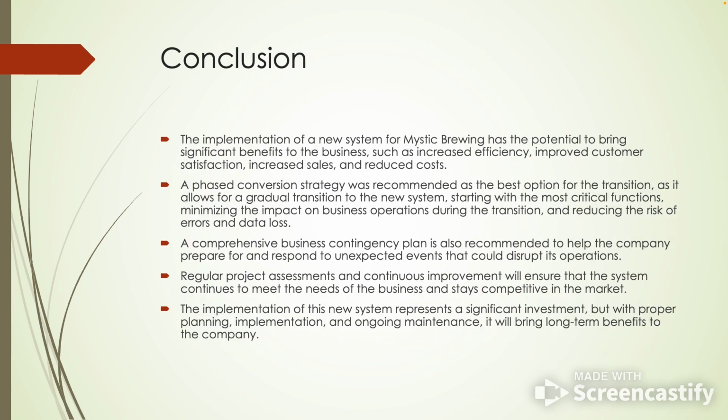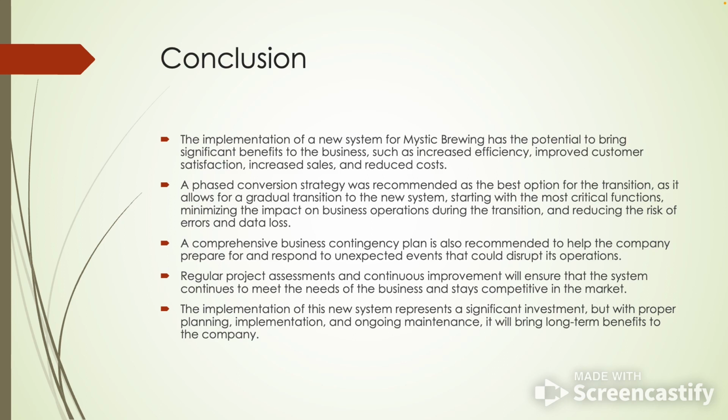To conclude, the implementation of a new system for Mystic Brewing has the potential to bring significant benefits to the business, such as increased efficiency, improved customer satisfaction, increased sales, and reduced costs. A phased conversion strategy was recommended as the best option for transition, as it allows for a gradual transition to a new system, starting with the most critical functions, minimizing the impact on business operations during the transition, and reducing the risk of errors and data loss.